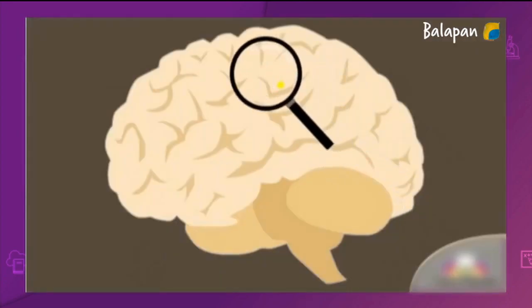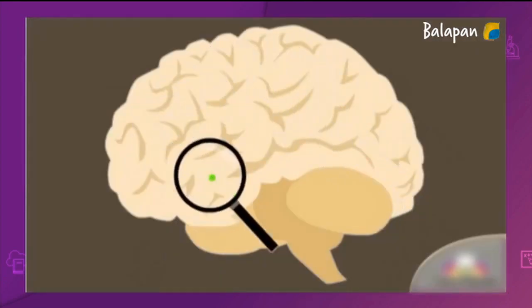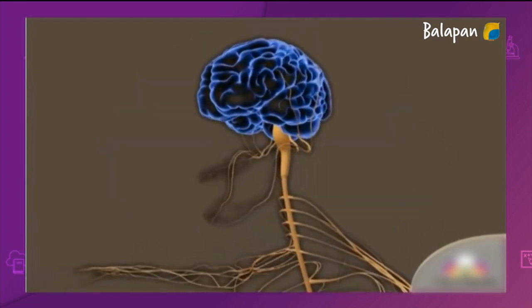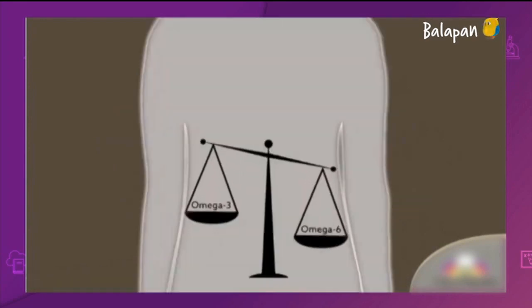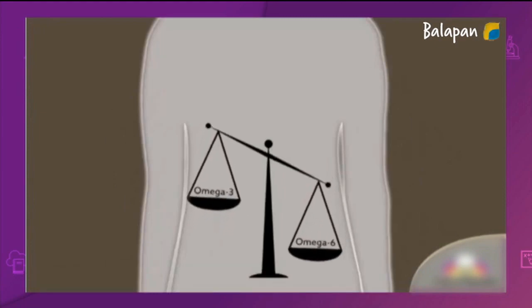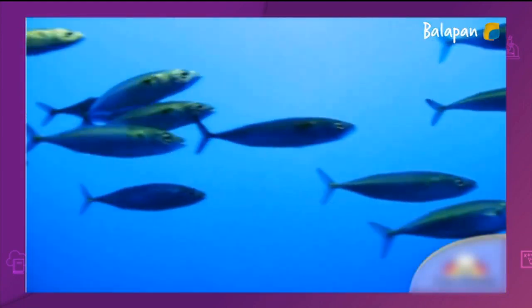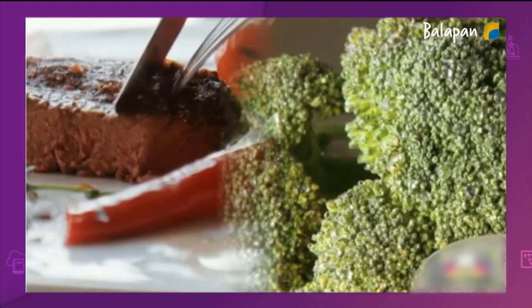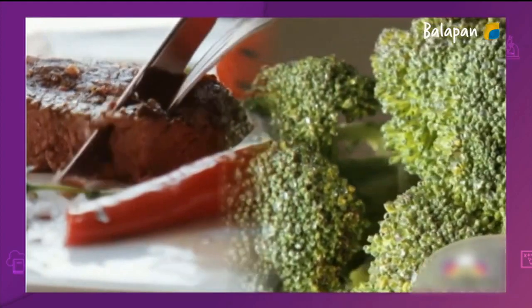The cells of the brain are made up of fatty acids. Brain cells start to break down if we don't replace these fatty acids. Omega-3 and omega-6 are the two essential fatty acids for the body. Omega-3 mainly comes from fish, like mackerel and sardines, while omega-6 comes from livers and dark green vegetables.